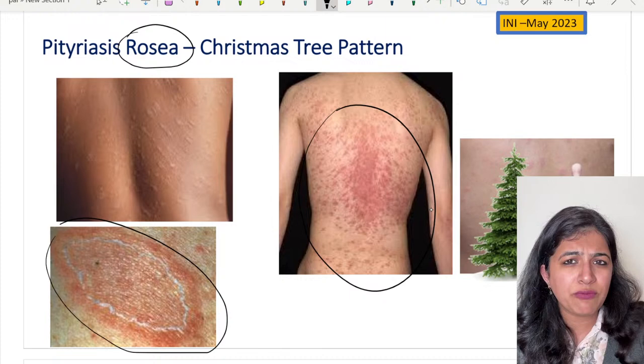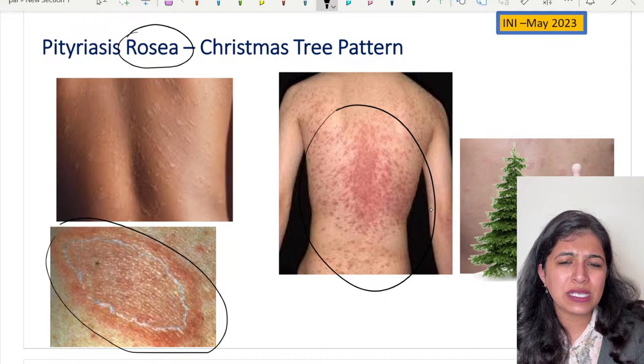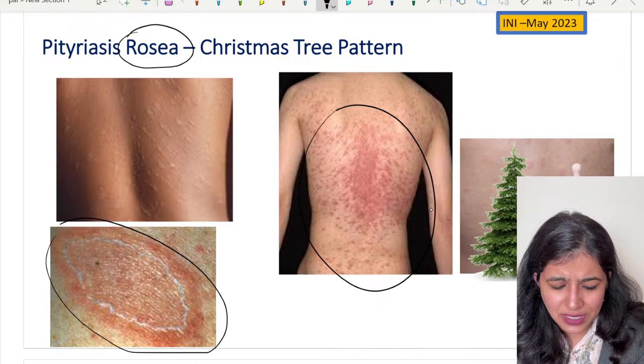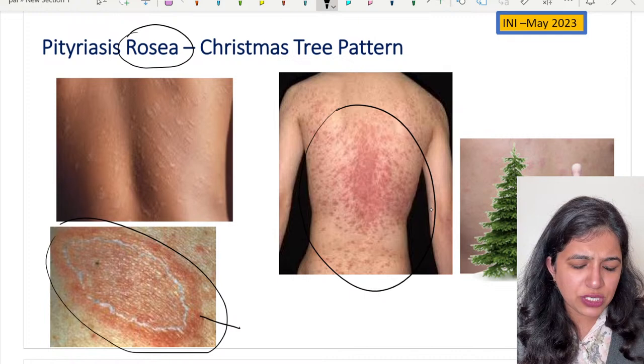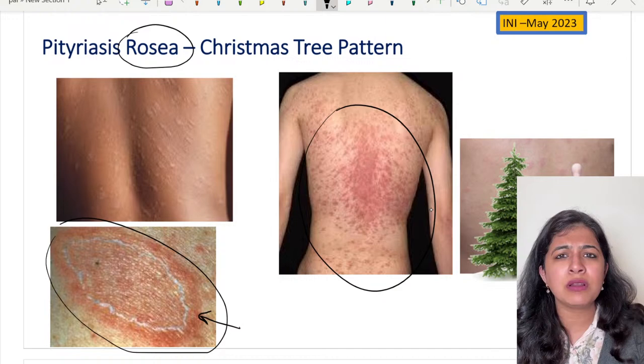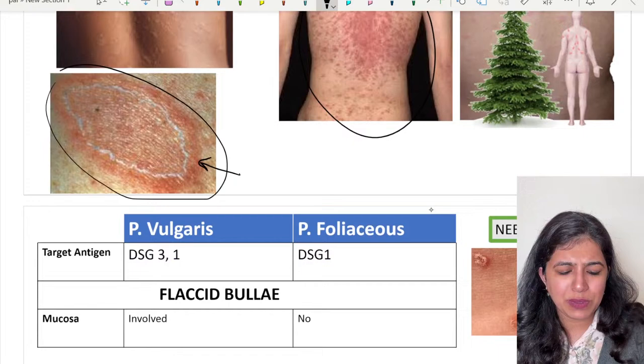Do not ever confuse it with pityriasis versicolor, okay? Pityriasis rosea, pityriasis versicolor, they sound a little similar. But rosea will always be red lesions. They will be in a Christmas tree pattern. And when you look at the lesion closely, they will have this very nice peripheral collarette of scaling. Okay, so this is P. rosea.